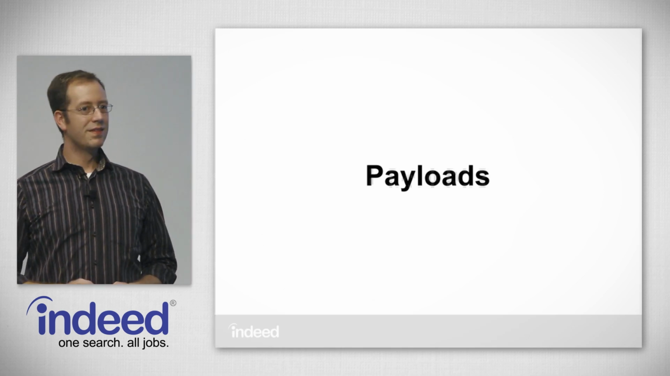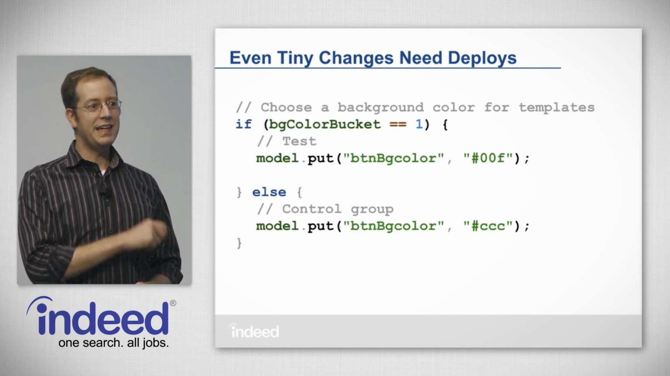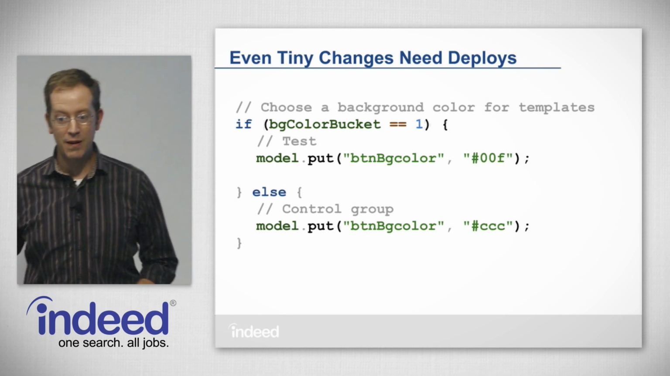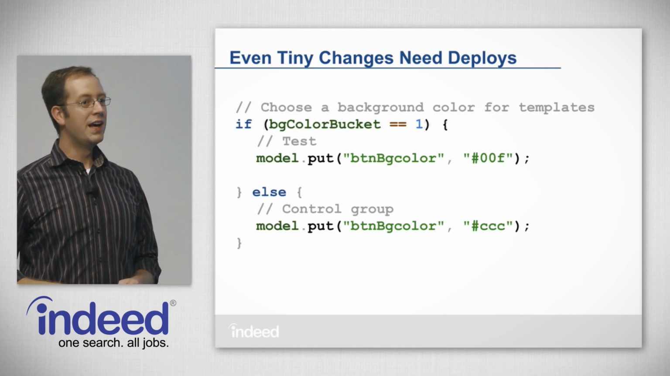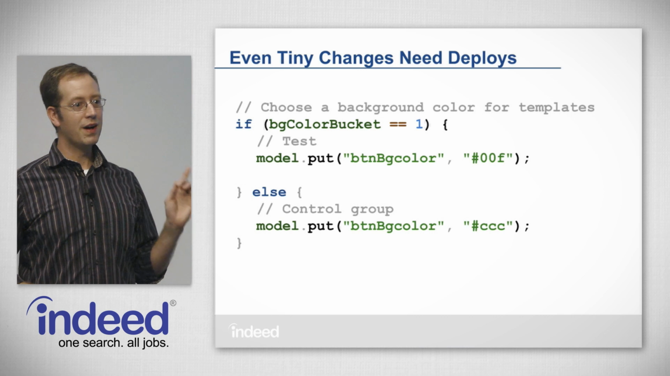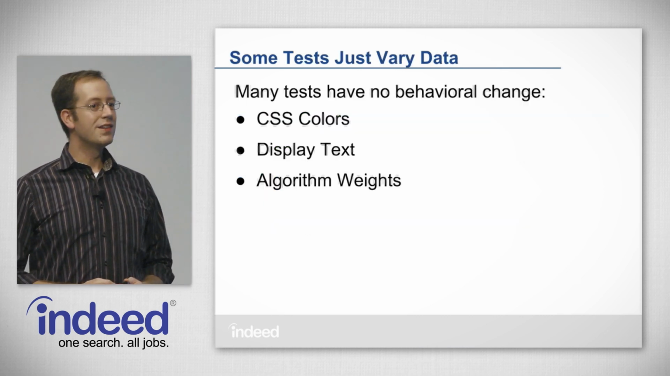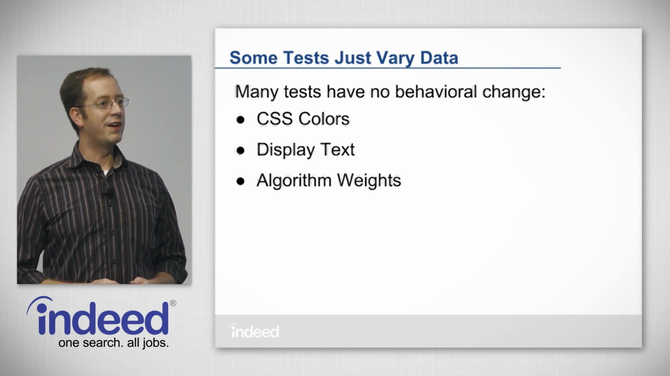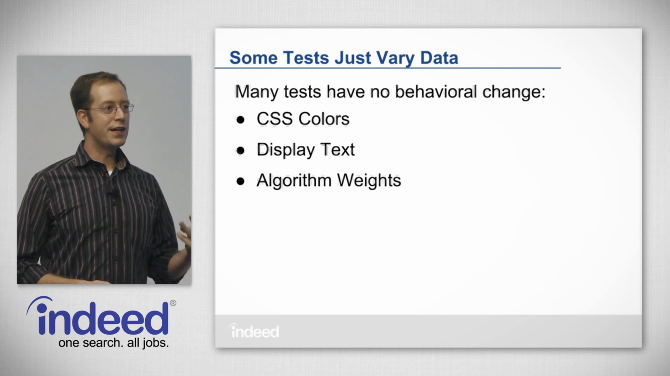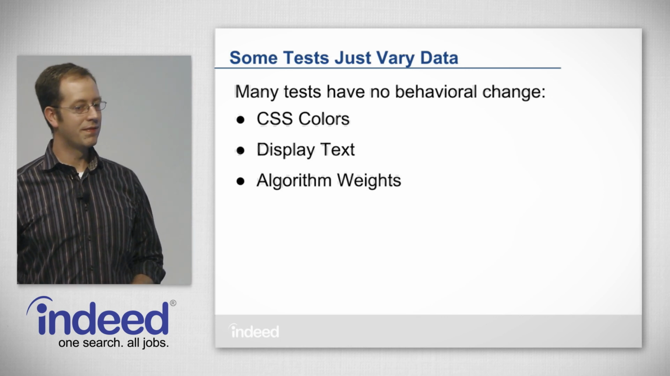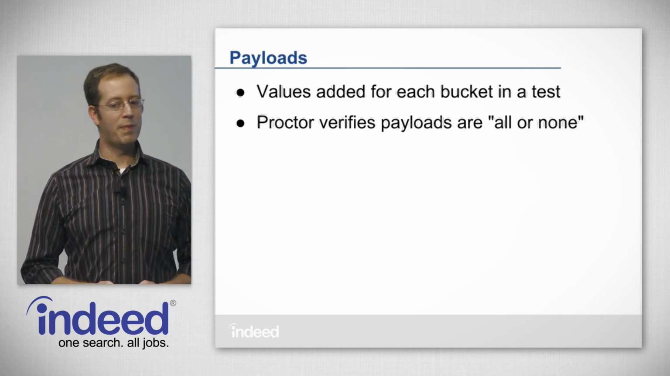Next, payloads. Just a minute ago, this code popped up on the screen. I didn't actually see anybody cringe, which I respect you for. But if anybody wasn't thinking, why on earth do I need to do a new code deployment in order to change the shade of blue on the site? Some tests don't change behavior. They just vary data. CSS color tests, changing the display text, changing the weights in one of the algorithms on the back end. Proctor supports this kind of test without a code deploy through payloads.